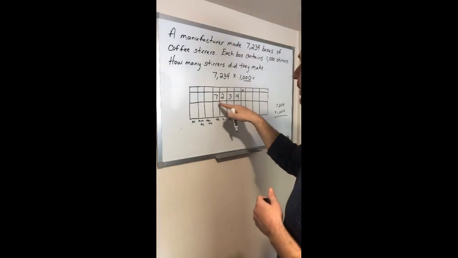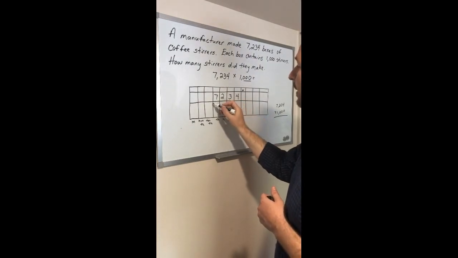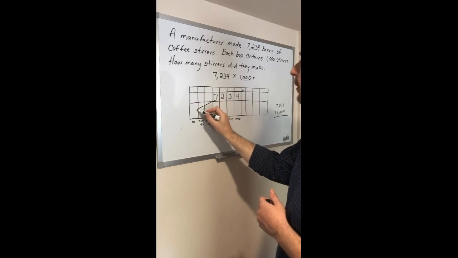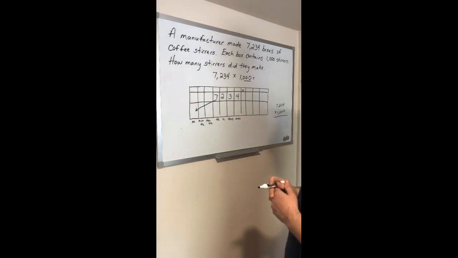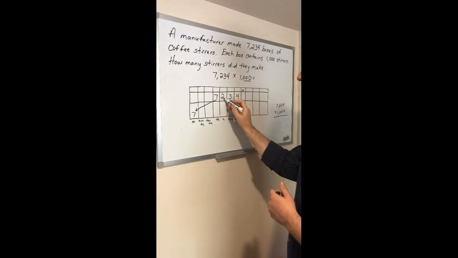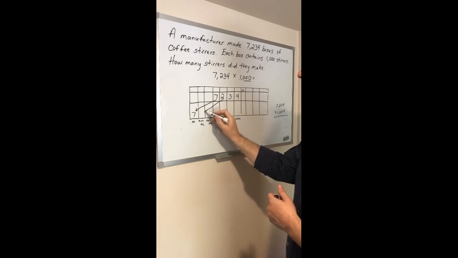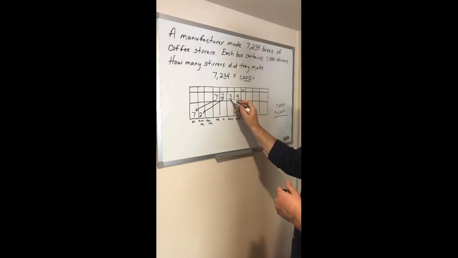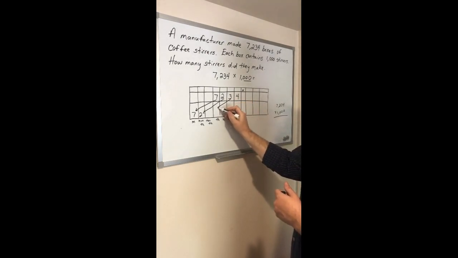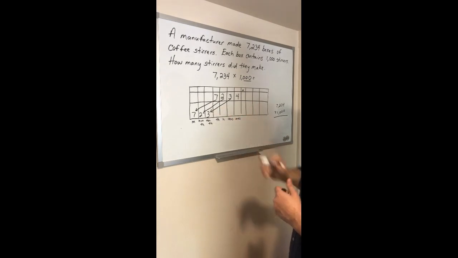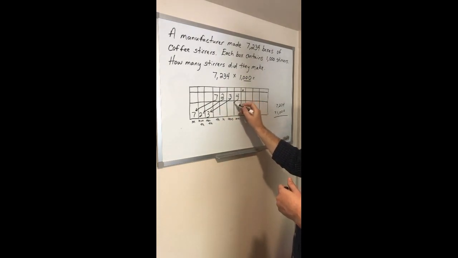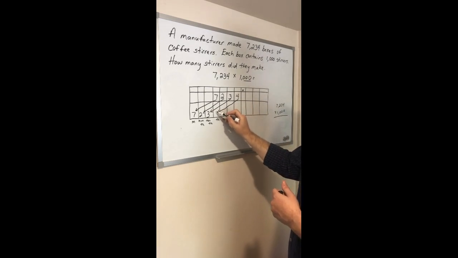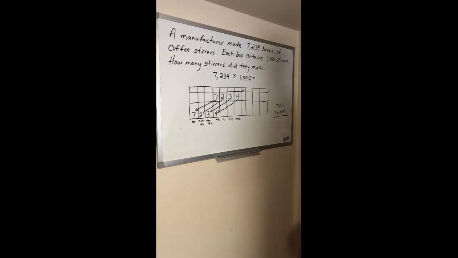For example, the 7, which is now in the thousands place, will jump 1, 2, 3 places to the left, because that's when numbers get bigger, and place the 7 there. The 2, which is in the hundreds spot, will move 1, 2, 3 to the hundred thousands place. The 3, which is now in the tens place, will move 1, 2, 3 to the 10,000s place. And the 4 will move 1, 2, 3 to the thousands place. And I can just fill these in with zeros.